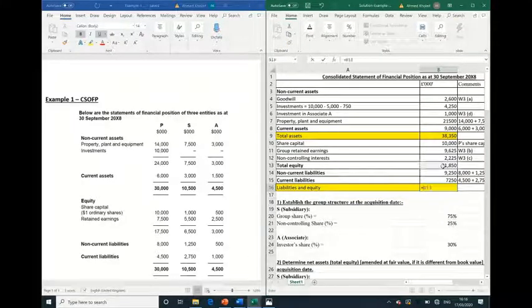So total equity: 21,850 plus 9,250 plus 7,250. So the total is 38,350, and this is equivalent to the total assets, and this is the solution to this example 1 about consolidated statement of financial position, which includes a single subsidiary and associate.